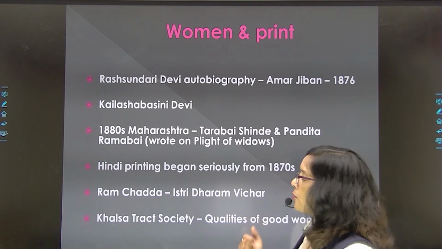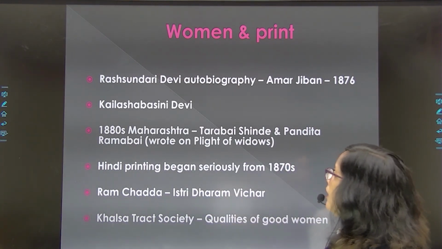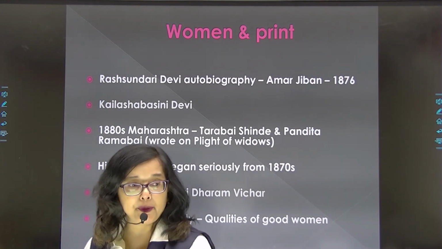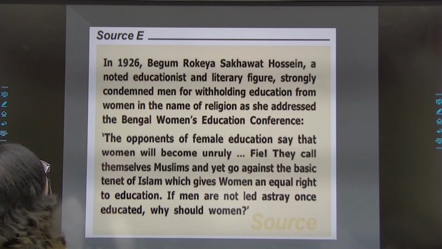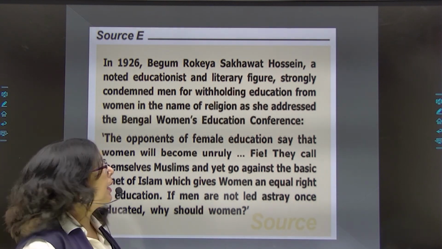So they wrote about Sri Dharam Vichar, that is, the rules and regulations which females should follow. Then there was the Khalsa Tract Society in Punjab, which wrote about the qualities of good women. You can see here, this source is taken from your NCERT book.